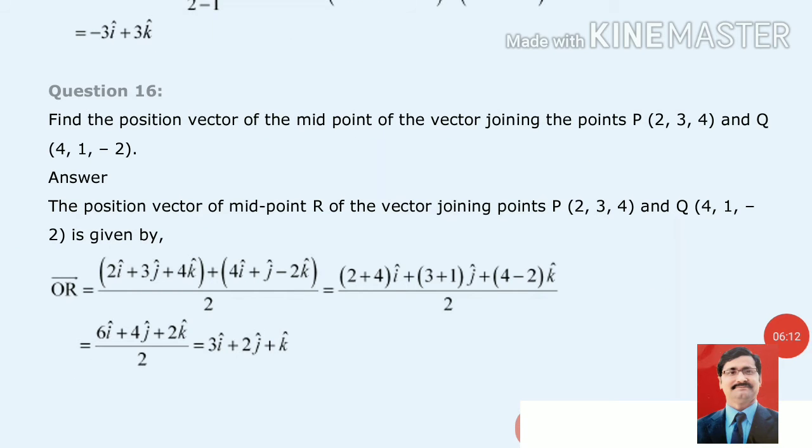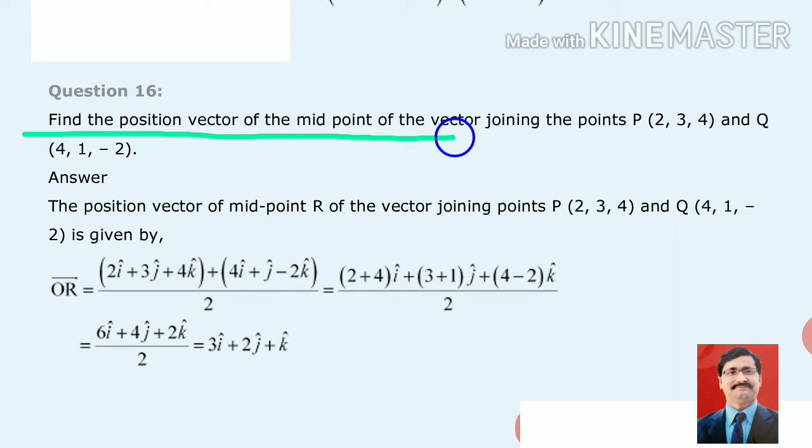Look here, this is question number 16. Find the position vector of the midpoint of the vector joining the points P, given as 2, 3, 4, and Q, given as 4, 1 and minus 2.